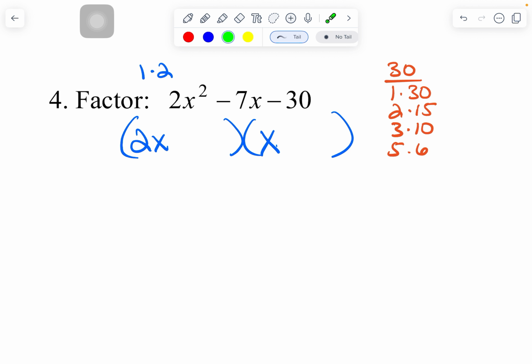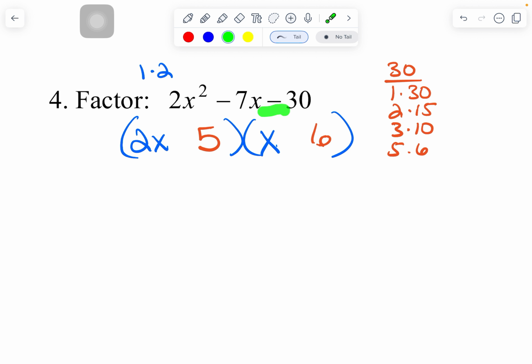Now, some of these things I can eliminate before I even check them. 1 and 30, I don't care where I put those two numbers, whether I put the 30 here and the 1 here, it's not going to make me a 7. That's what I mean about checking in my head. The likelihood of 2 and 15, I'm really not liking that too much. Let's see, what do I like? I kind of like 6 here and 5 here.